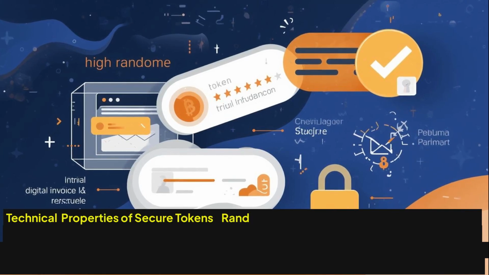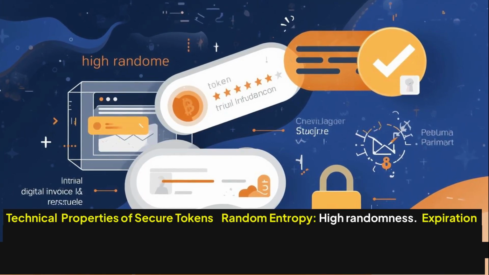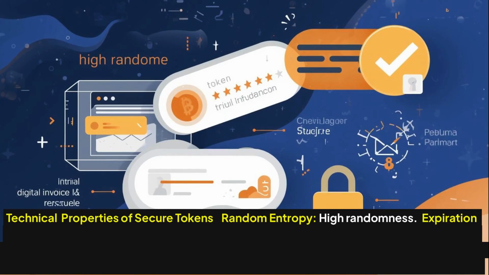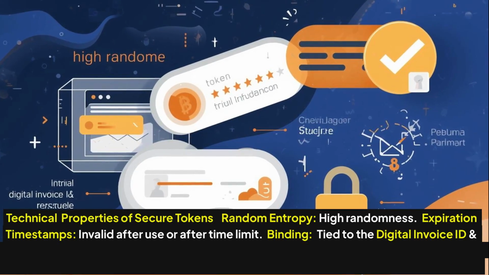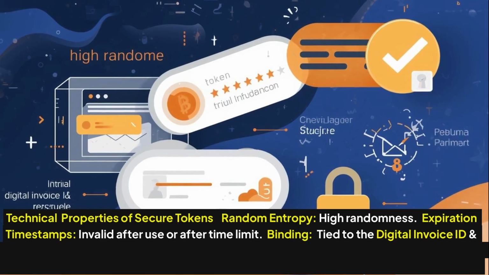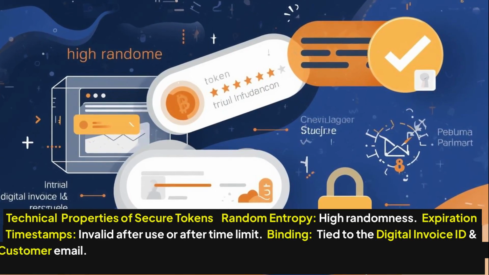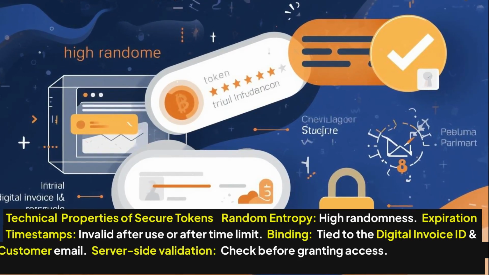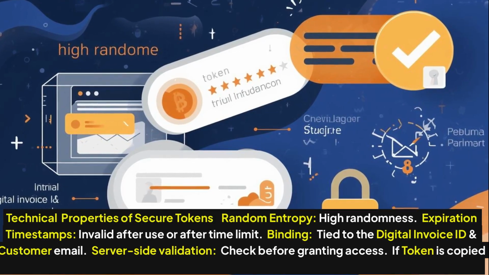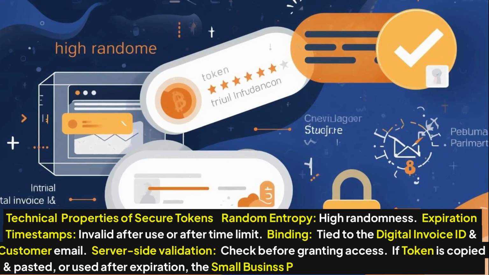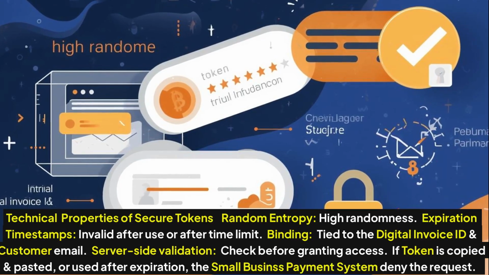Technical properties of secure tokens: random entropy, meaning high randomness; expiration timestamps, meaning invalid after use or after a time limit; binding, meaning tied to the digital invoice ID and customer email; and server-side validation, checking before granting access. If a token is copied and pasted, or used after expiration, the small business payment system denies the request.